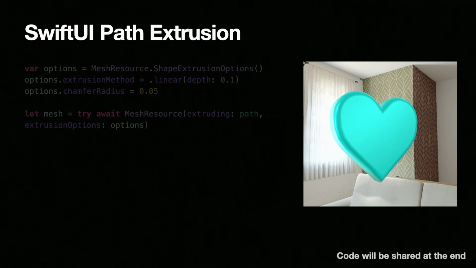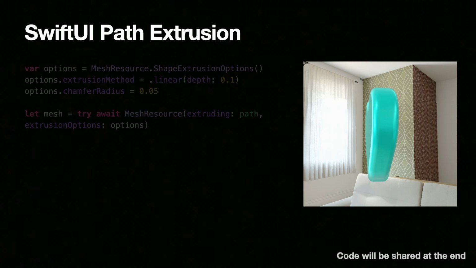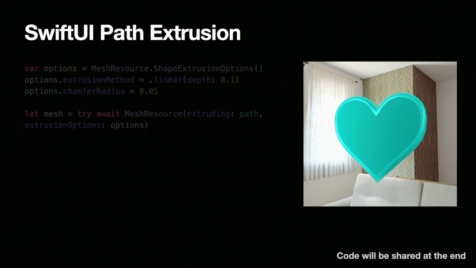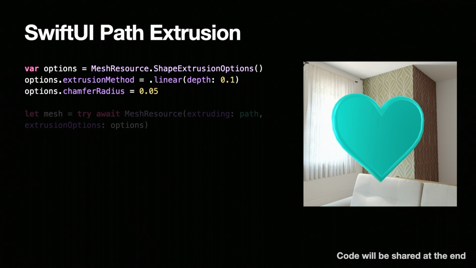And you can also use SwiftUI to do extrusion. Turns out we can do this with a SwiftUI path or attributed string. So here I'm just making this heart-shaped path into a 3D shape. And what you need to do is create a shape extrusion options. So here I define I want the depth to be 0.1 meter.